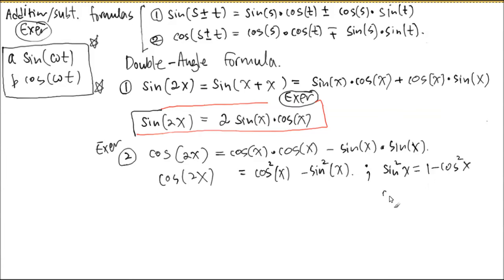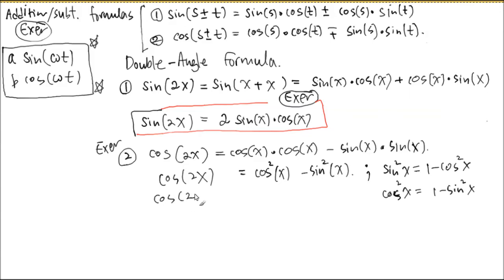Let's do the other one too. What about cosine squared x? 1 minus sine squared x, right? So whenever you see sine squared and cosine squared, you can switch to cosine and sine the other way around using this identity, but it requires it to be squared. So let's try it here and see what happens.